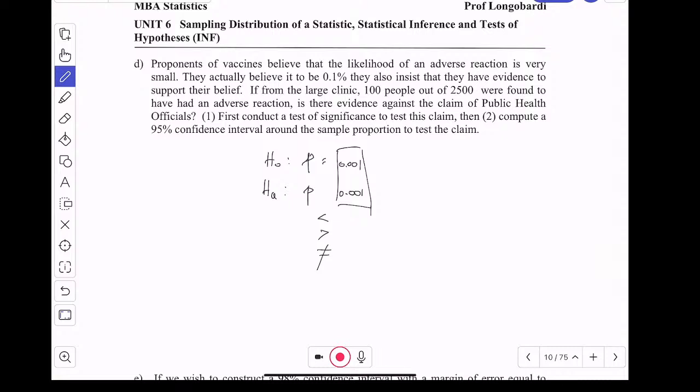Okay, so when it says just test it, it doesn't say is it higher or is it lower. You're just testing to see if it's any different. So we're just going to put a not equal sign. So this is known as a two-sided test. The one that we did before was a left-sided test.